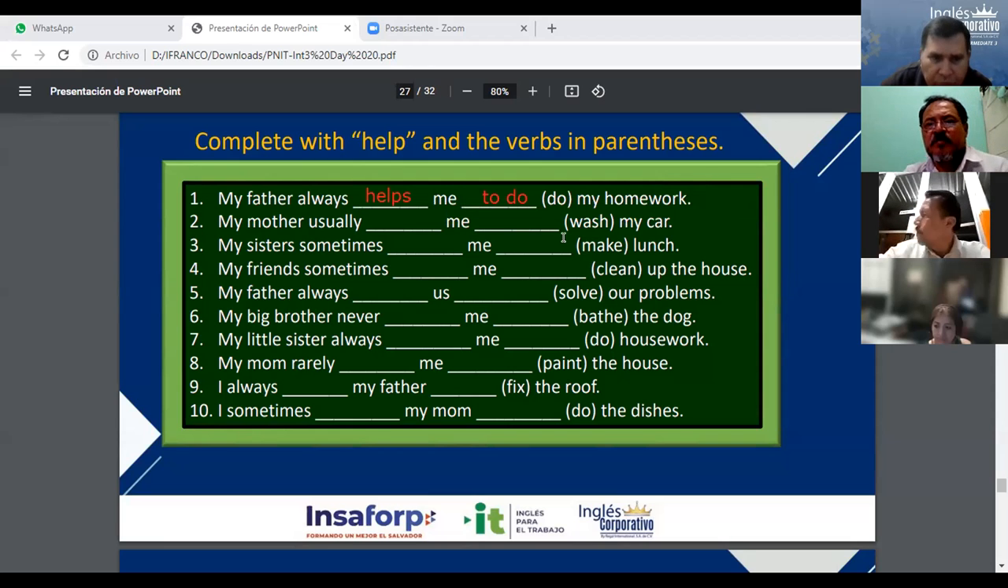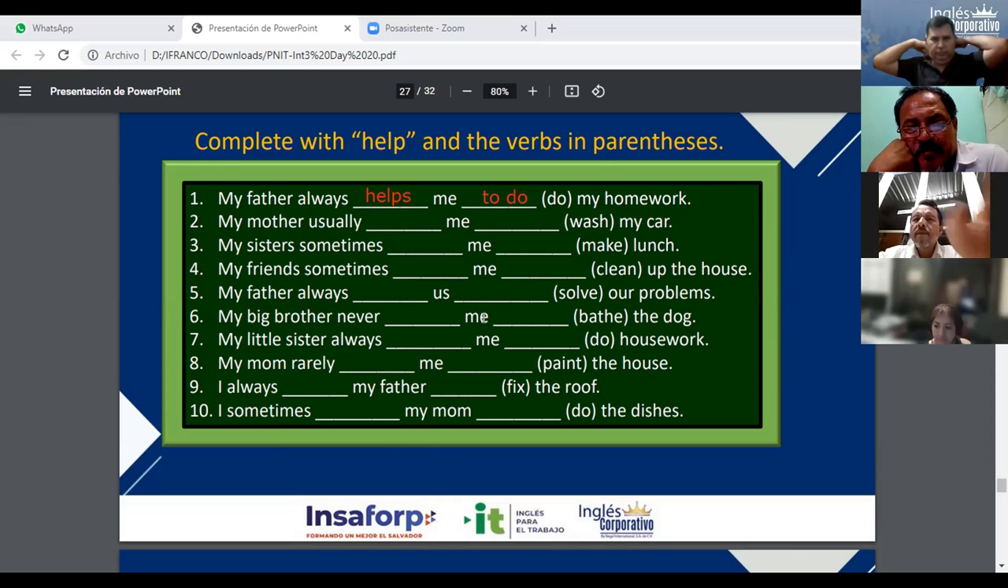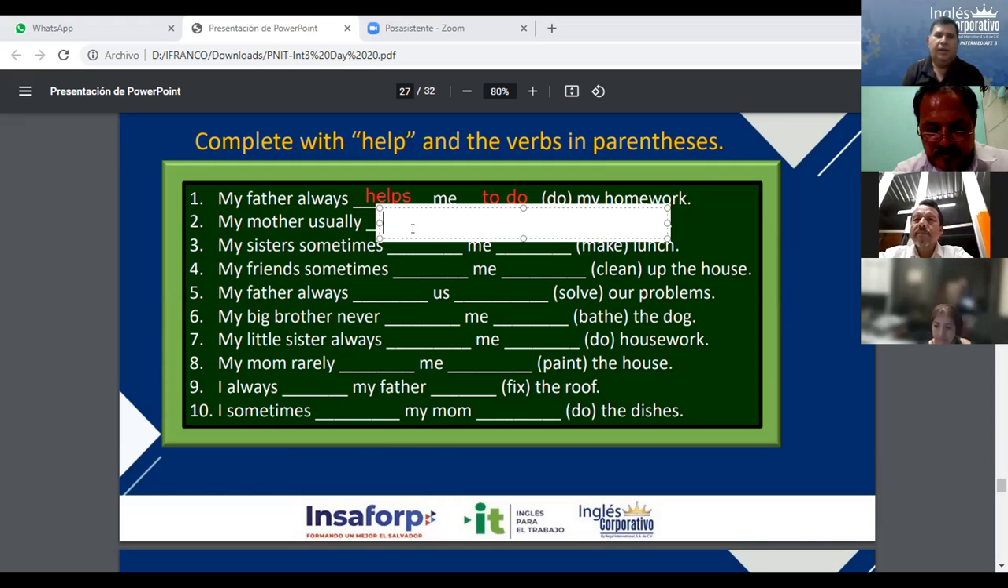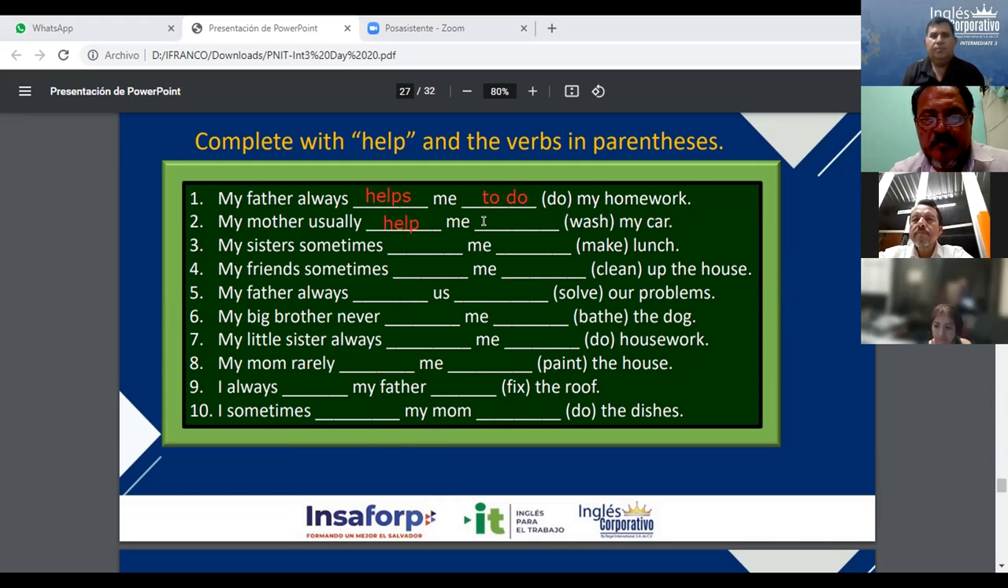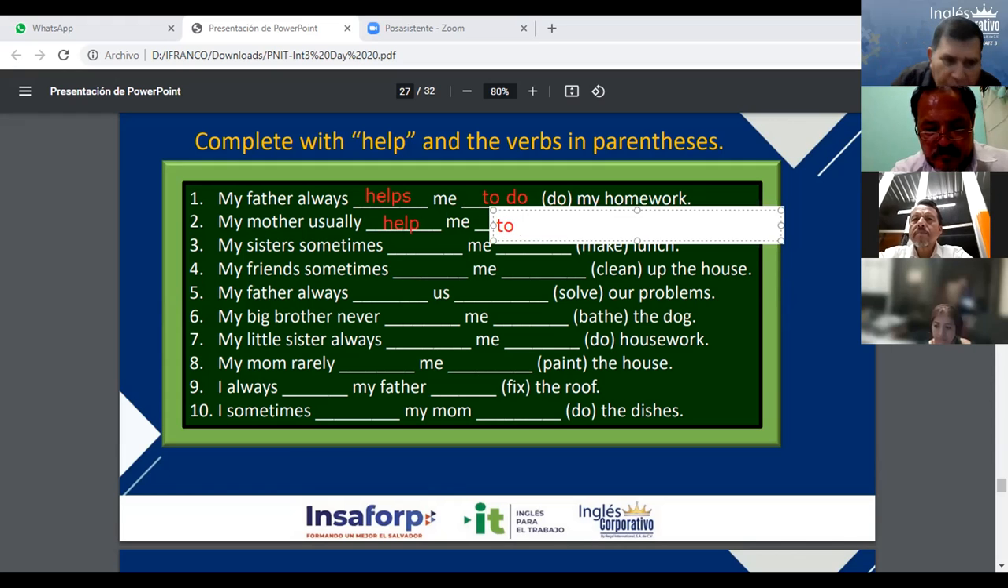Help me to do my homework. My mother usually helps me to wash my car. It's a thing, helps me.